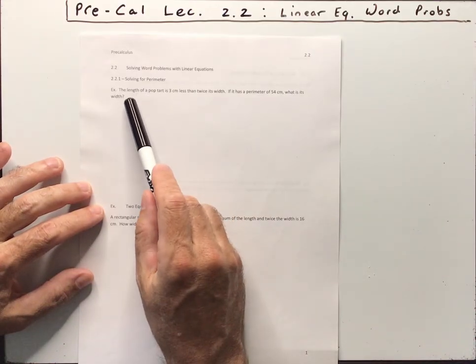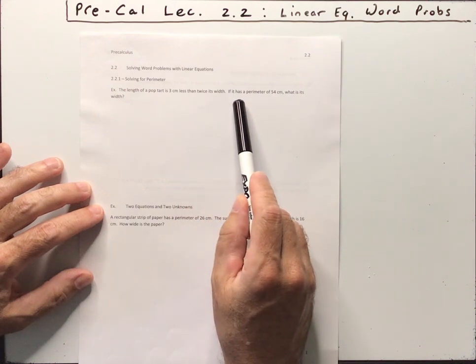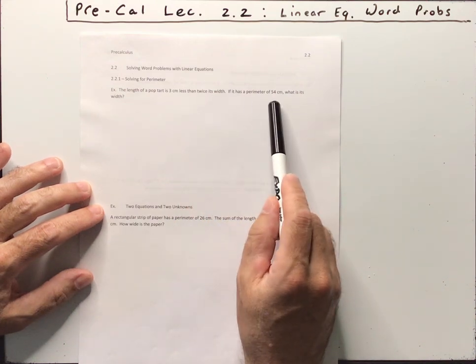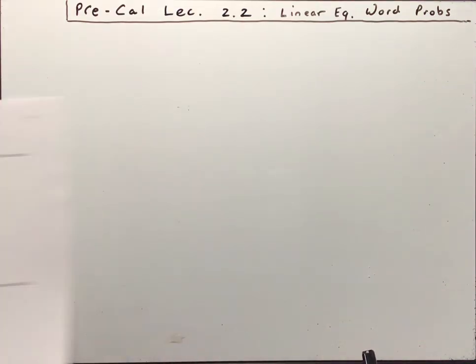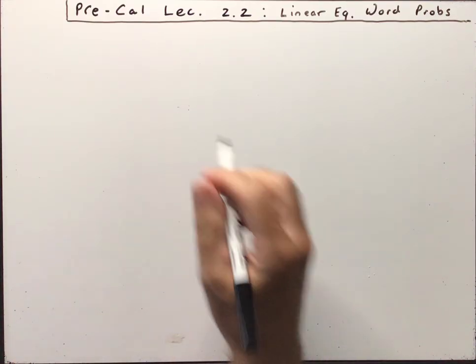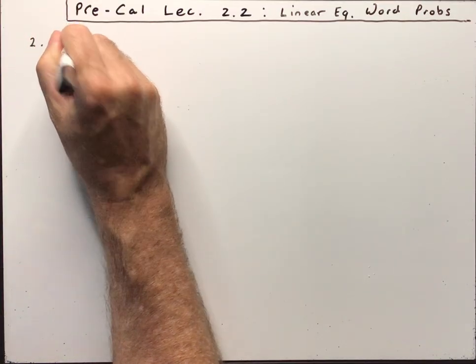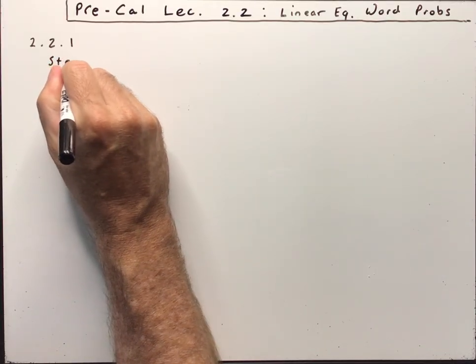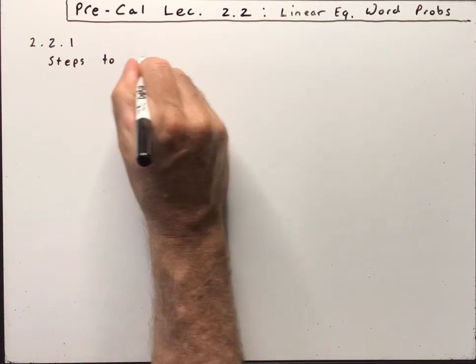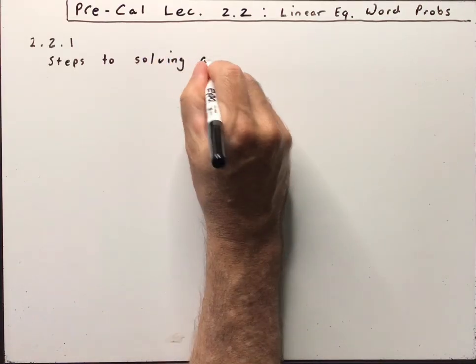It says the length of a Pop-Tart is 3 centimeters less than twice its width. If it has a perimeter of 54 centimeters, what is its width? All right. Well, let's talk about how we can, so section 2.2.1, the steps to solving a word problem.